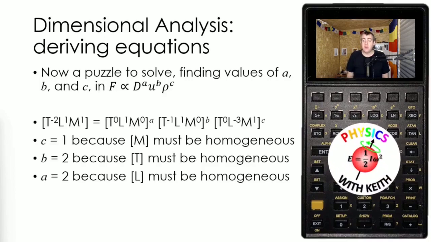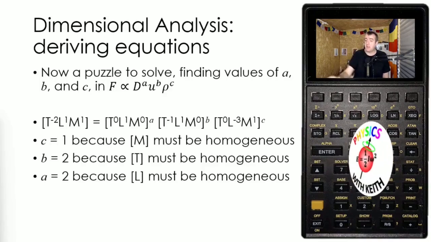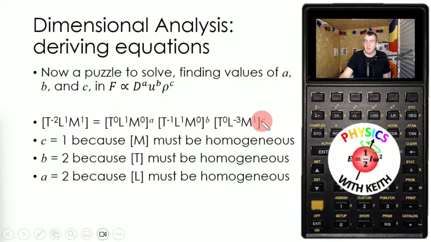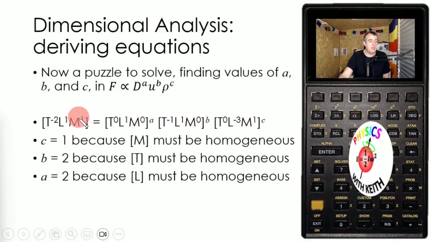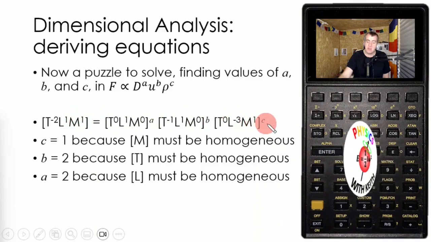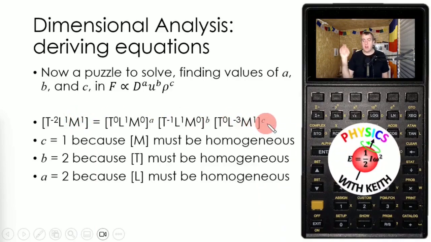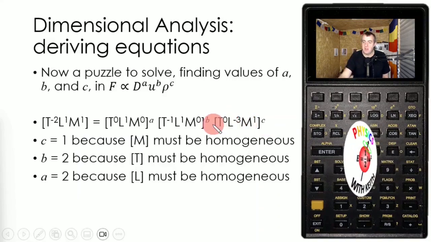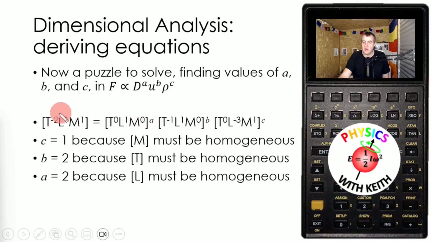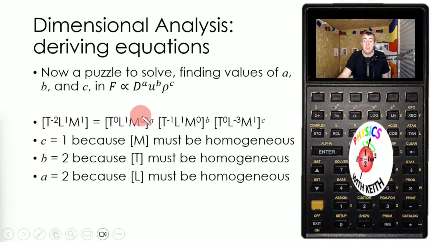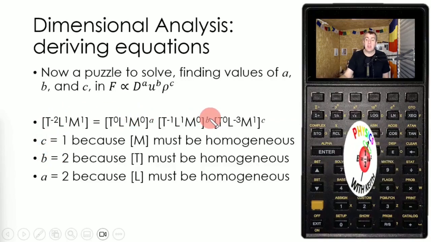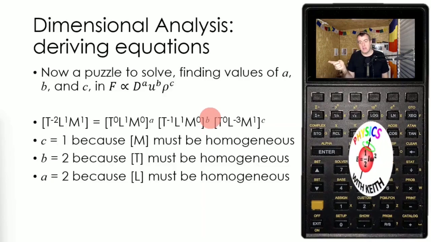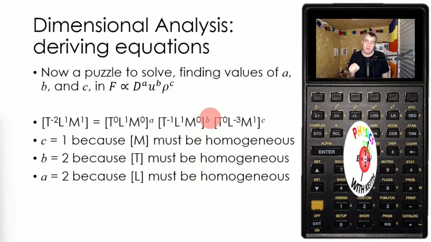We could look at mass first of all and say that must be homogeneous. This term has mass in it, and this term has mass in it. And so, because this term is mass to the 1, then c must be equal to 1. And then we could look at another quantity. Let's pick temperature. This is 0, this is -1, that's 0, that's -2. So b is going to have to be 2 to get time to the -2 on the right and time to the -2 on the left.